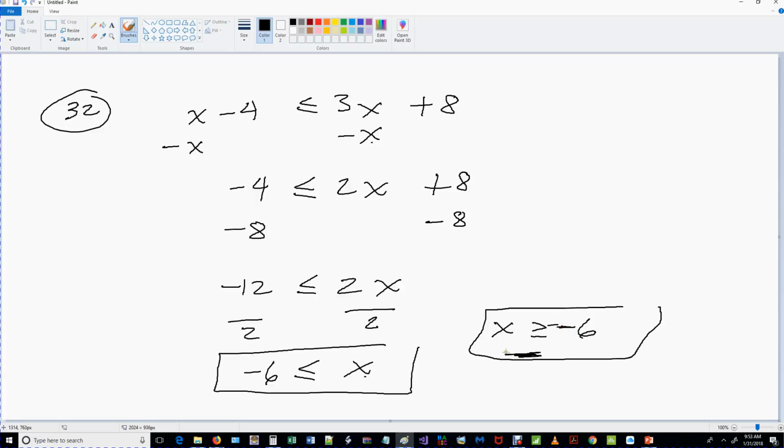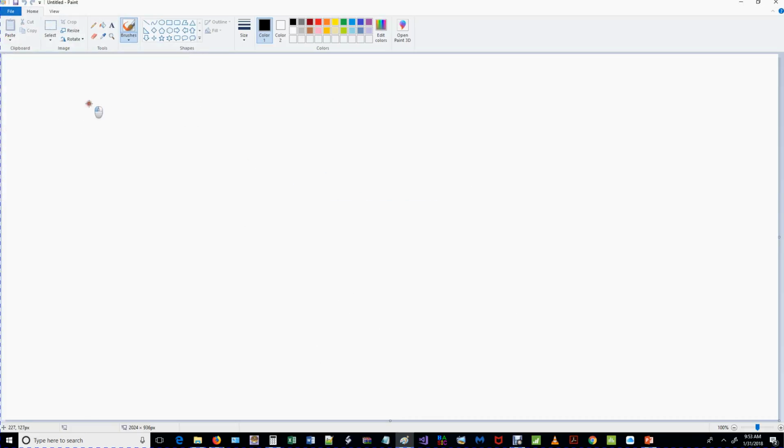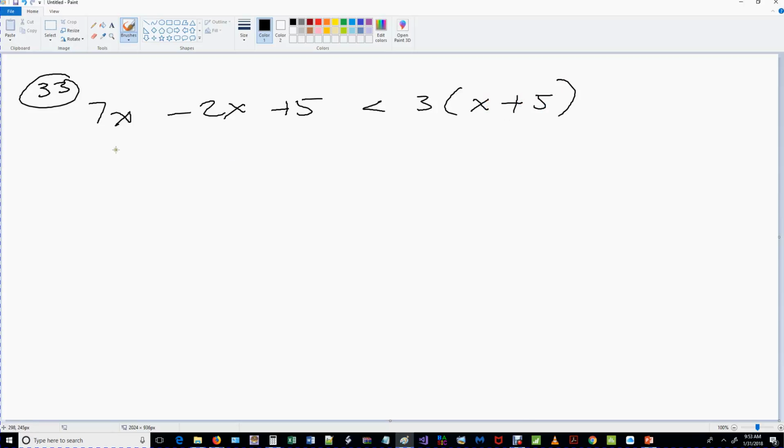All right. Let's do another one just like this one. 7x minus 2x plus 5 less than 3 times x plus 5. And alright, so let's simplify the left side. On the left side, 7x minus 2x gives you 5x plus 5, and then less than. On the right hand side, you multiply 3 times x, which gives you 3x, and 3 times 5 is 15.